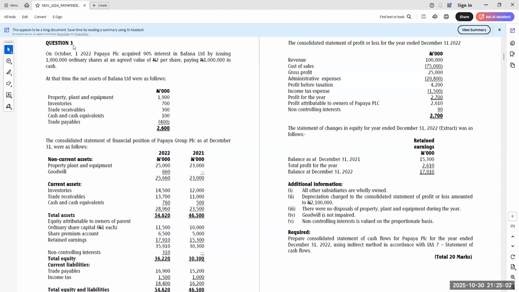Depreciation charged to the consolidated statement of profit or loss amounted to 2 million naira. There was no disposal of PPE during the year. Goodwill is not impaired. Non-controlling interest is valued on the proportionate basis. Required: prepare the consolidated statement of cash flows for Papaya PLC for the year ended 31st December 2022 using the indirect method in accordance with IAS 7 Statement of Cash Flows. I'm done. Okay, thank you very much.